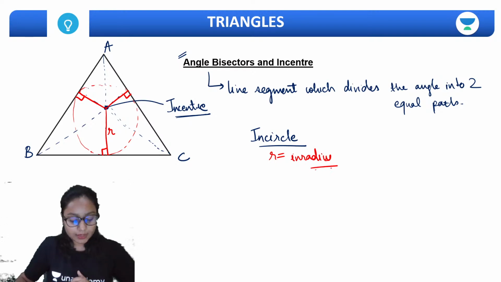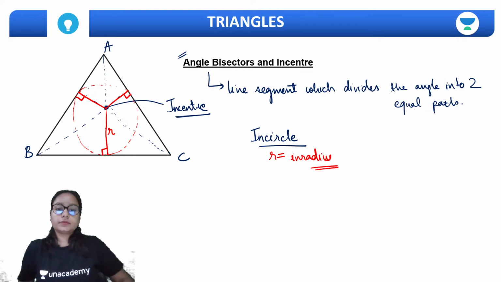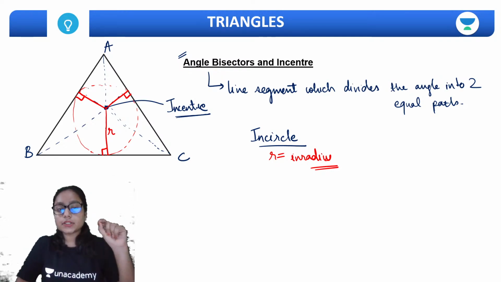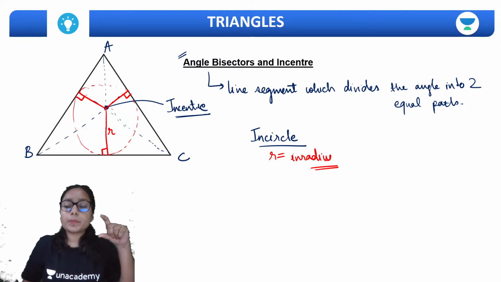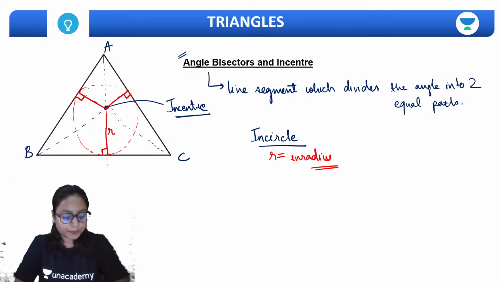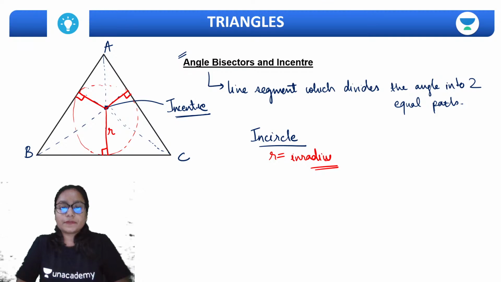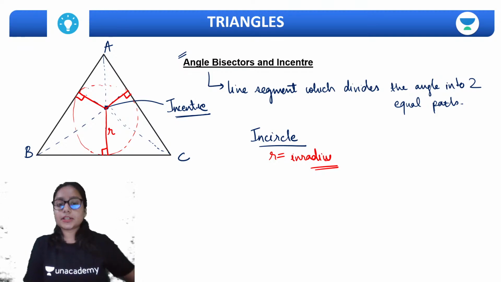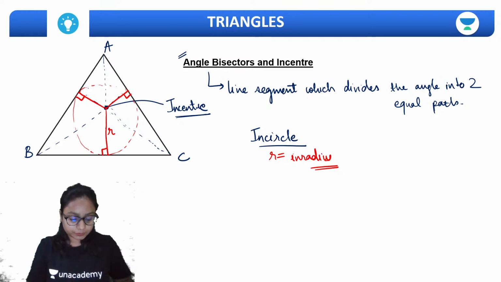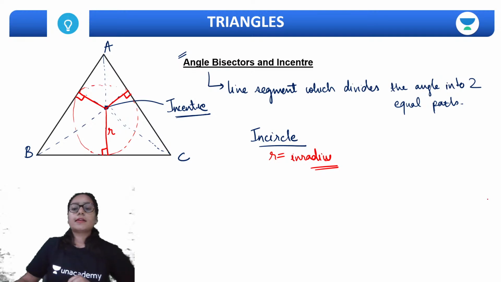Is this clear to all of you? What is an incircle? This is the circle which is drawn by taking the incenter as the center of the circle, and the radius is the perpendicular drawn from the incenter to each of the sides. Please confirm if this is clear. Give me a thumbs up or say yes or okay if this is clear, everyone. Okay, great. Clear? Fine.